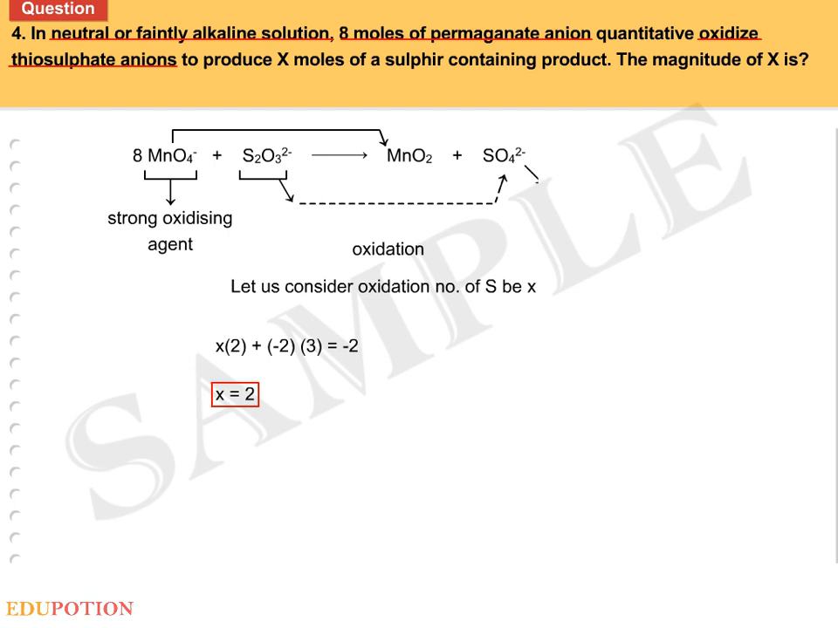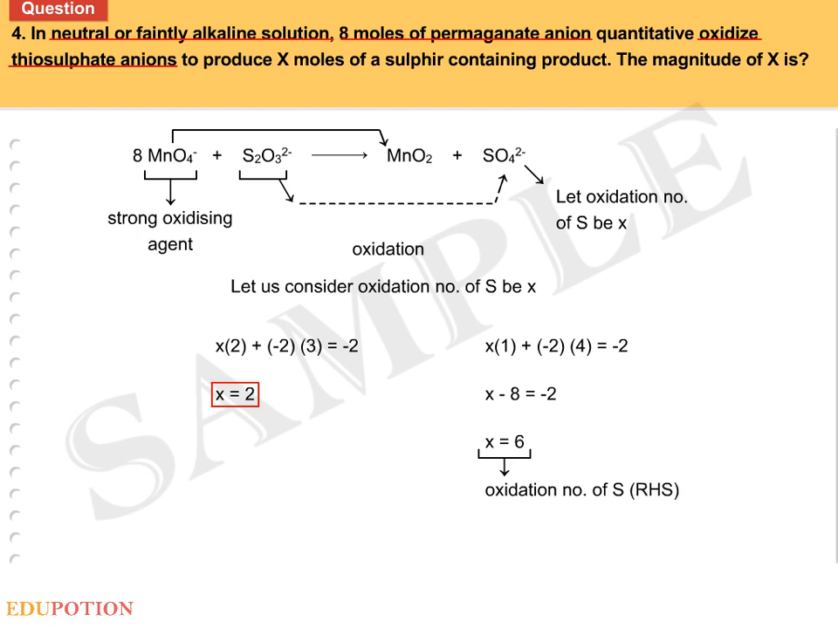So now let us see on the RHS the oxidation number of S, say X. So X into 1 plus minus 2 into 4 is equal to minus 2, that's the charge. So X minus 8 is equal to minus 2, so X is equal to 6. Now you can easily see that the oxidation number of S on the right hand side is 6, whereas on the left hand side the oxidation number of S was 2. So we can clearly see that this sulfur got oxidized to 6. So this SO4 is the end product.